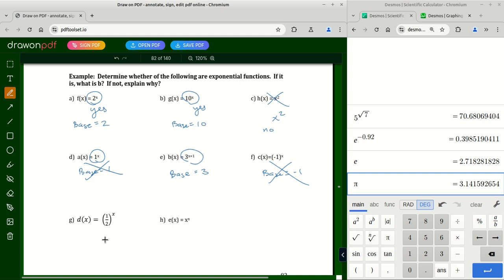Oh, there's a couple more. Yes, because that is a number, and it is a positive number, and it's not equal to 1, so we're good to go. And that's a no, because it has an x in the exponent, but it also has one down here. This is actually called power tower. At least I think so. There's not a good name for it, but I think someone came up with that.